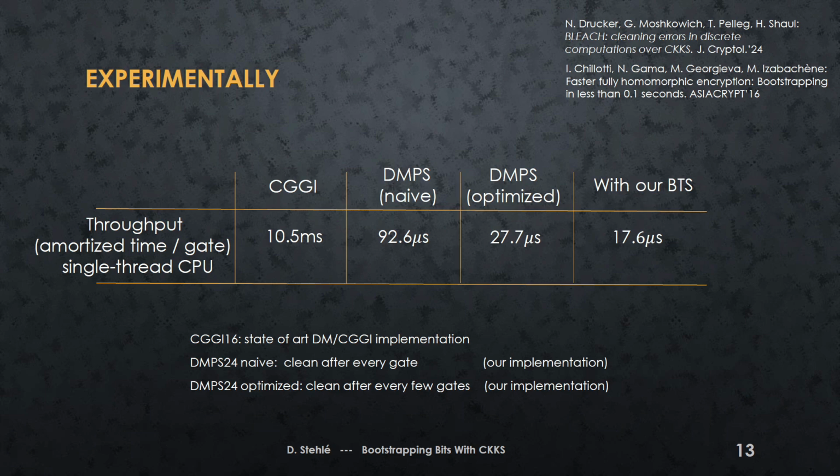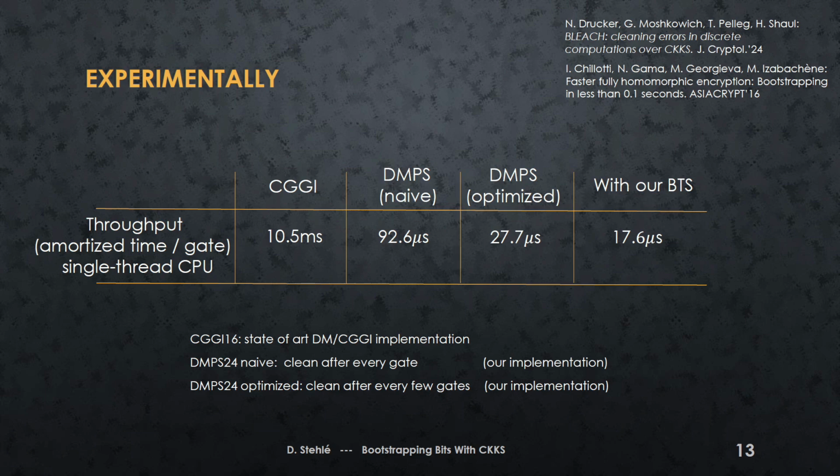Okay, so what does it give experimentally? Here, as I said, I'm looking at single-thread CPU for comparing apples to apples, and I'm looking at amortized time per binary gate. If you look at DM-CGGI, the rough order of magnitude these days is 10 milliseconds. Some works go a bit below, maybe 7, 6 milliseconds. Our naive implementation of DMPS was around 100 microseconds. And DMPS with our bootstrapping, the timing that we get is 17.6 microseconds per binary gate.